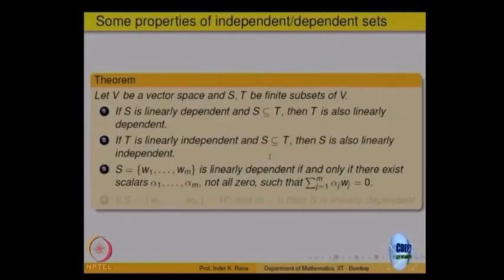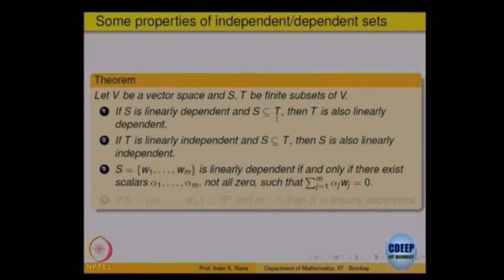Some useful properties of independent and dependent sets. If a set S is linearly dependent and S is a subset of T, then the bigger set also is linearly dependent. Because what does dependent mean? Here there is a linear combination of elements of S which is 0, but not all coefficients are 0, but elements of S are also elements of T. So, that means there is a linear combination of elements of T which is 0, but one of the coefficients is not 0. So, T is also dependent.